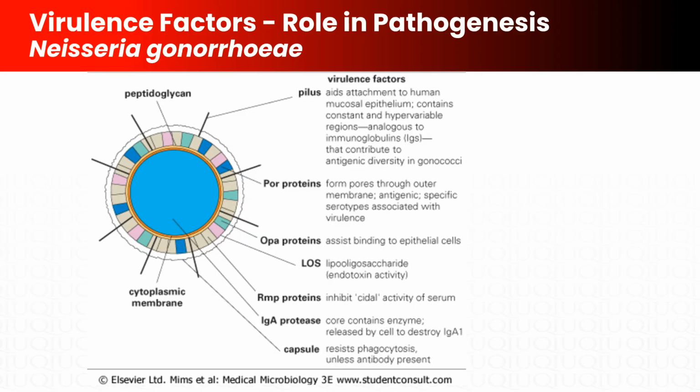IgA protease. This enzyme is particularly clever. The mucosal surfaces where gonococci establish infection are protected by secretory IgA antibodies. The gonococcus produces an enzyme that specifically cleaves and inactivates IgA1 antibodies, thereby neutralizing this important mucosal defense mechanism. This allows the bacteria to colonize mucosal surfaces despite the presence of antibodies.